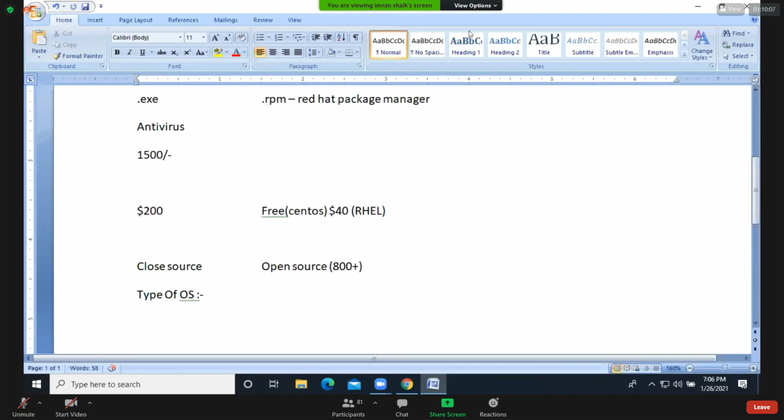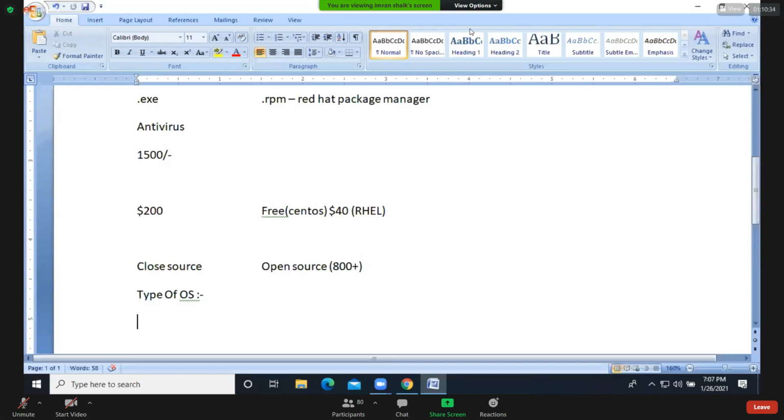So types of operating systems. How many types of operating systems do we have, guys? Apart from this, we have one more operating system called Mac. Mac belongs to Apple. This is also a vendor proprietary operating system. We can install this Mac operating system only on Apple computers, Apple hardware only. Okay, so now coming to types of operating systems.